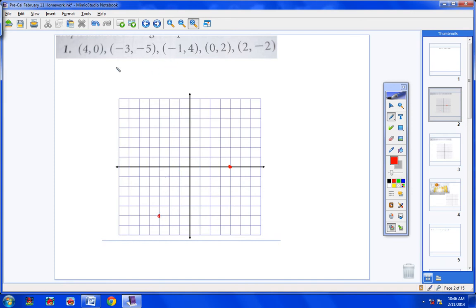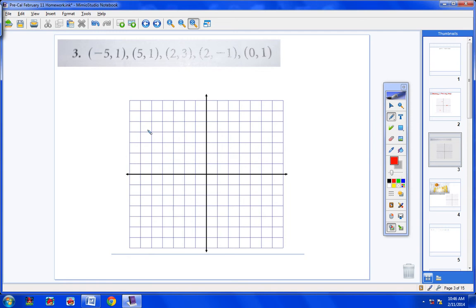Let's plot, I'll cross each one off as I do it, (-1, 4). So -1 to the left and then up 4. (0, 2). So I'm at 0 on the x and then I go up 2. (2, -2). I go over 2 and down 2, and there we go. So we plotted those 5 points.